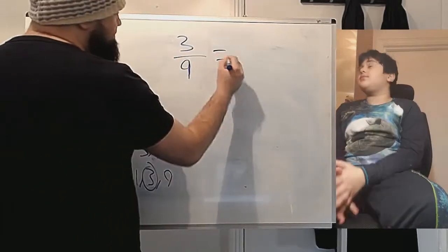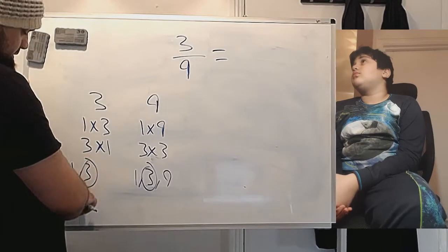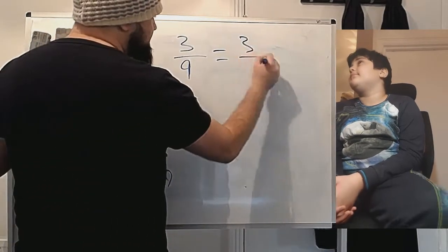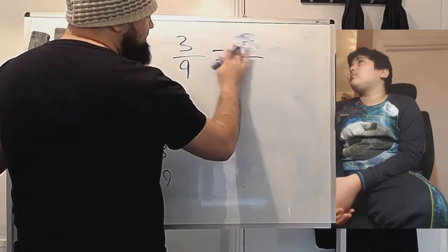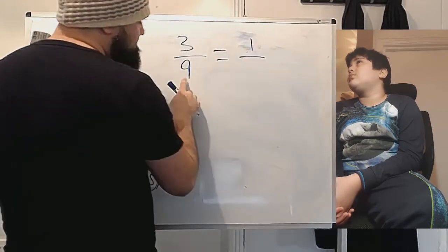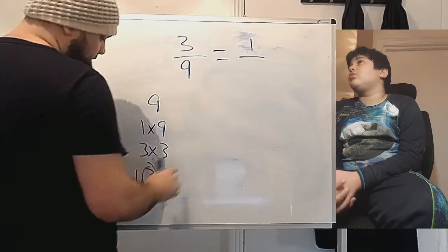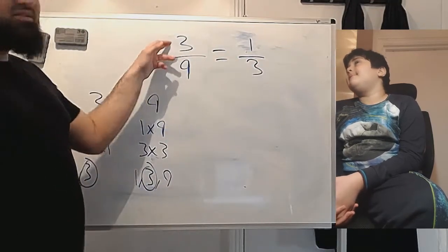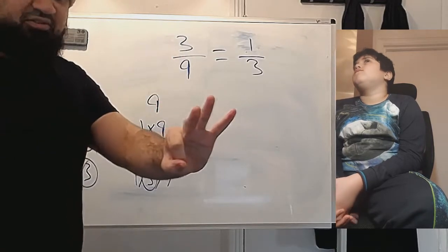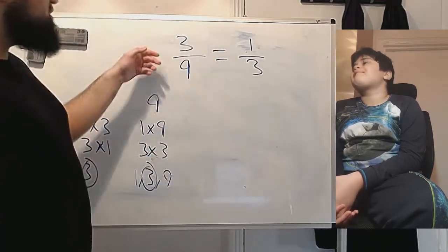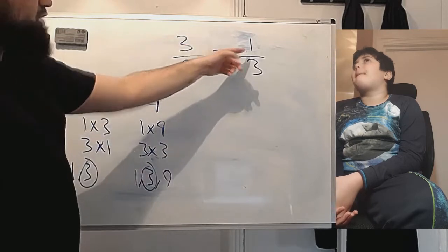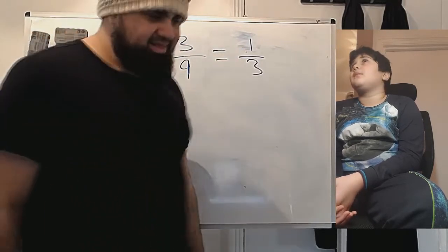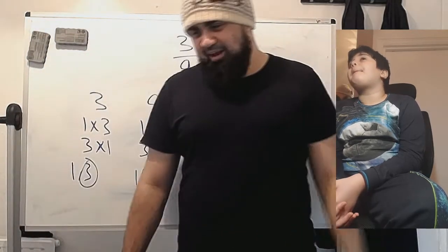So how many 3s go into 3? 1, because 1 times 3. How many 3s go into 9? 3, because 3 times 3. So 3 is the highest common factor. So we ask ourselves how many 3s go into 3? 1. How many 3s go into 9? 3. So that is equivalent to 1 over 3.